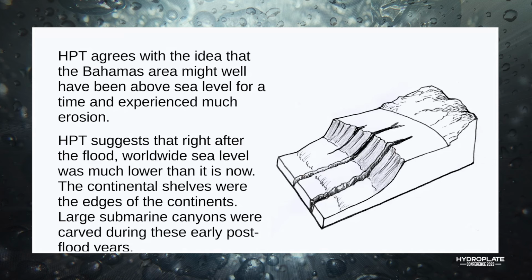Hydroplate theory agrees with the idea that the Bahamas area might well have been above sea level for a time and experienced all that erosion, because it suggests that right after the flood, the worldwide sea level was much lower than it is now. And what we call continental shelves today were actually the edges of the continents for a time. And so there was a lot of erosion from runoff, creating these submarine canyons. Today they're submarine, but at the time they were out of the water. So it's a mystery as to how these canyons could have formed underwater. Well, obviously they didn't. They formed above water, and then the sea level rose.